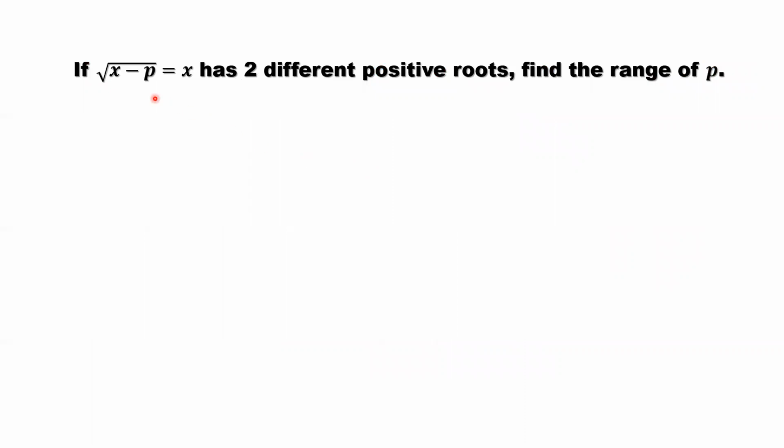In general, how to solve this equation? You have a square root here. We square both sides, cancel the root sign. The right-hand side is x squared. Move everything to one side: x squared minus x minus p. This is a quadratic equation.